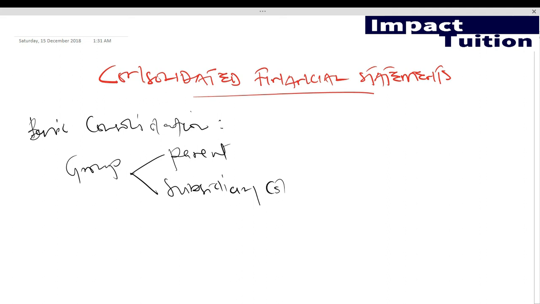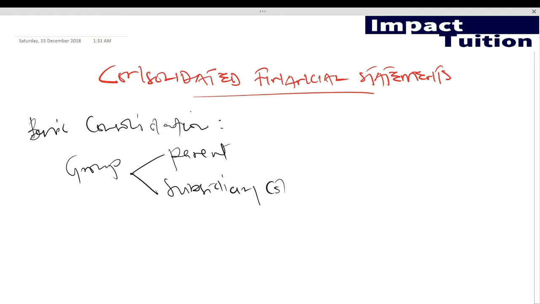Now, a group consists of a parent and its subsidiaries. A parent is an entity that controls one or more entities, and a subsidiary is an entity that is controlled by another entity.